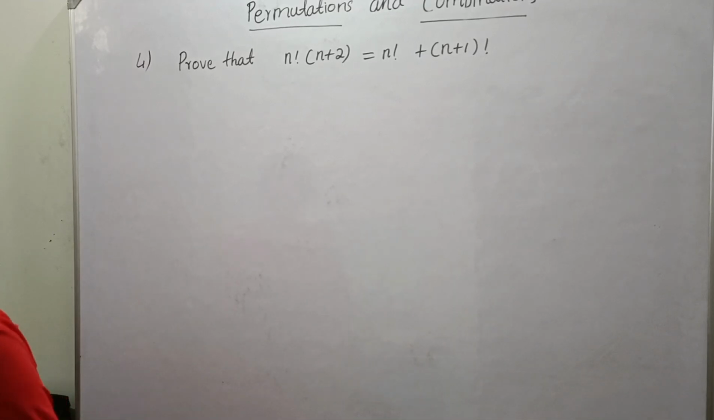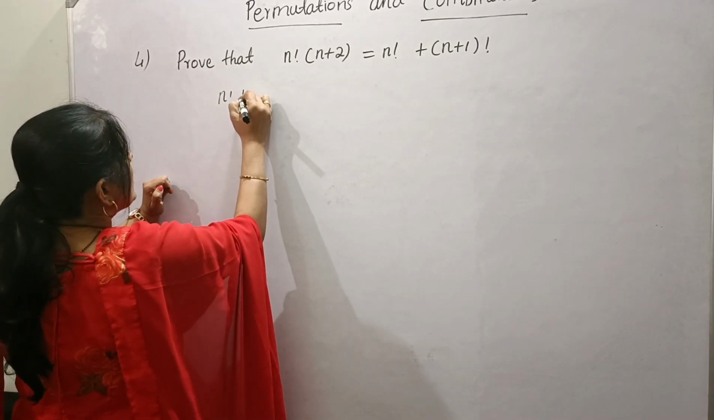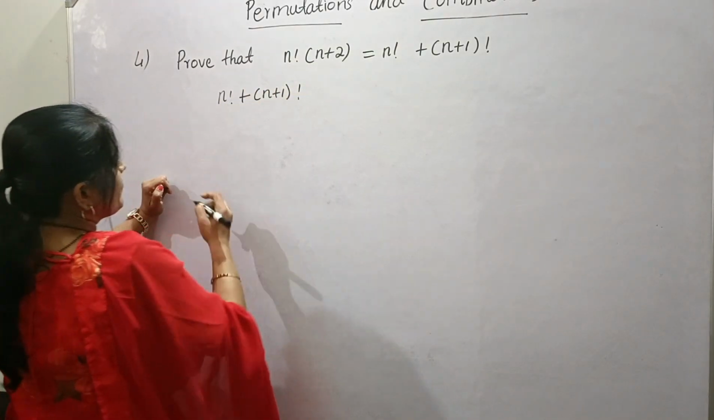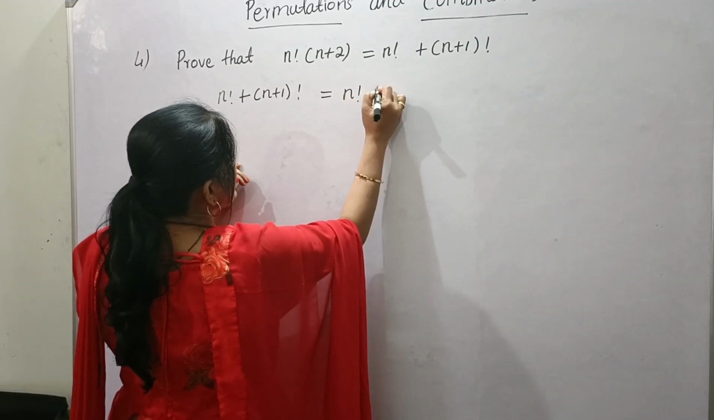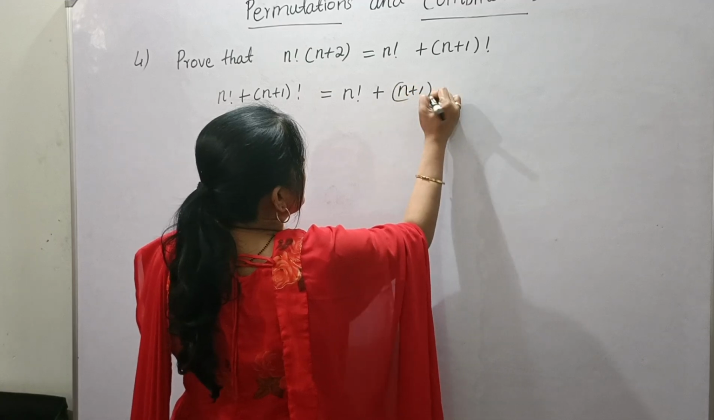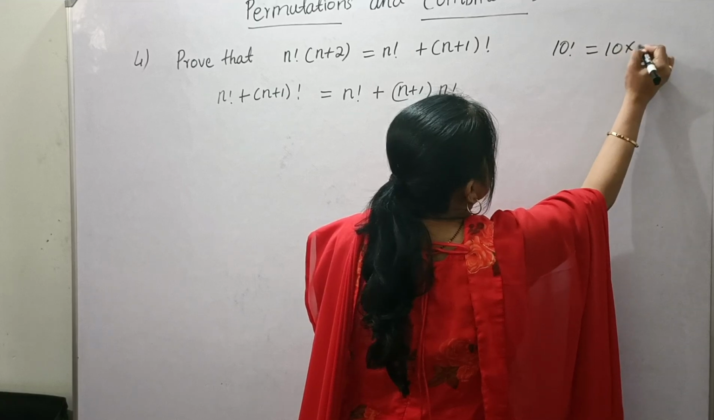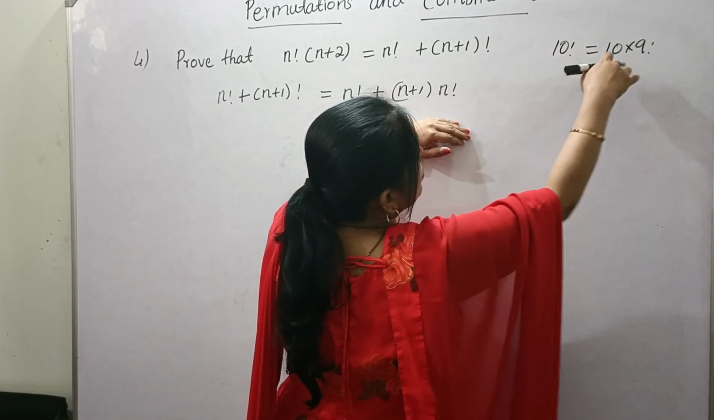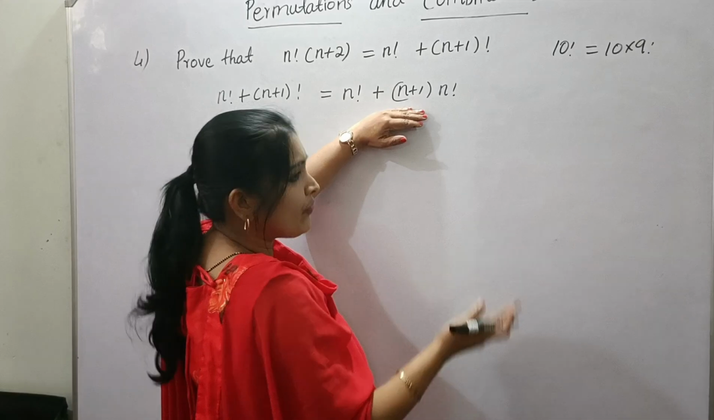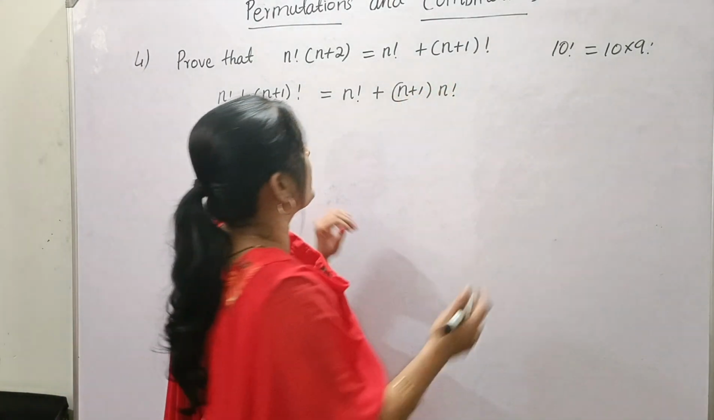Look at the next question. Prove that n factorial into n plus 2 is equal to n factorial plus n plus 1 factorial. So here let us consider the RHS, that is n factorial plus n plus 1 factorial. That is equal to n factorial plus, n plus 1 factorial can be written as n plus 1 into n factorial. That is like 10 factorial can be written as 10 into 9 factorial, right? That is 10 into 10 minus 1. So here also n plus 1 factorial can be written as n plus 1 into n plus 1 minus 1, that is n. Okay, so n factorial.